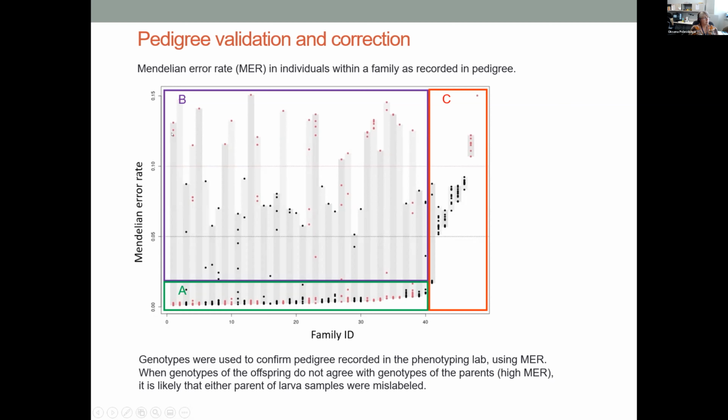So some siblings actually have a high Mendelian error rate. And this means that they were misassigned to the family. And since we know genotypes, we can assign them to the correct family. There is also a set of families where all siblings have a bad Mendelian error rate. And this means that the breeder was misassigned. And again, since we know genotypes, we can correct this error.